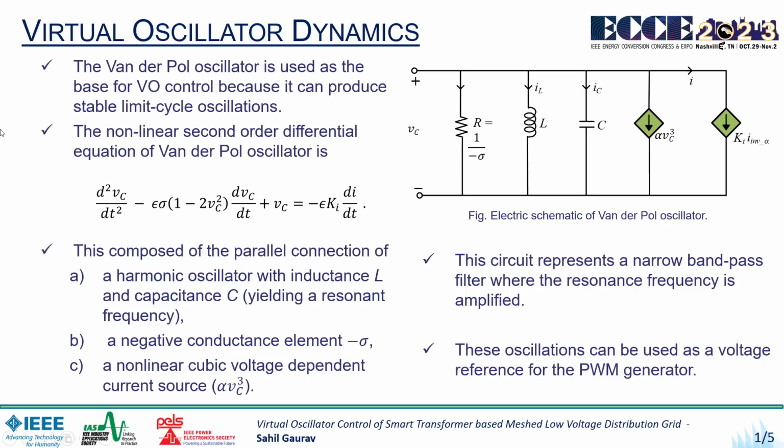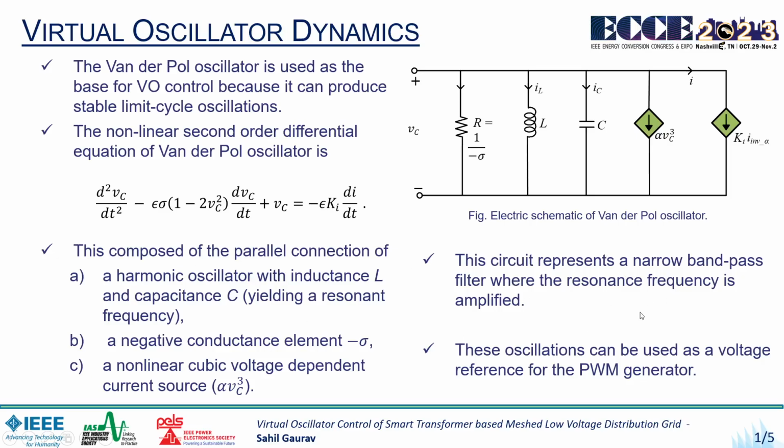The van der Pol oscillator is used as the base for VO control because it can produce stable limit cycle oscillations. The nonlinear second order differential equation of the van der Pol oscillator is given by this equation, and this is the electrical schematic of the van der Pol oscillator. We have a resonant tank with two dependent current sources, and we have this negative resistance element. It is composed of a parallel connection of a harmonic oscillator with inductance L and capacitance C yielding a resonant frequency, a negative conductance element minus sigma, and a nonlinear cubic voltage dependent current source alpha VC cubed.